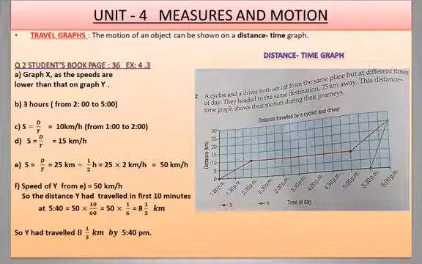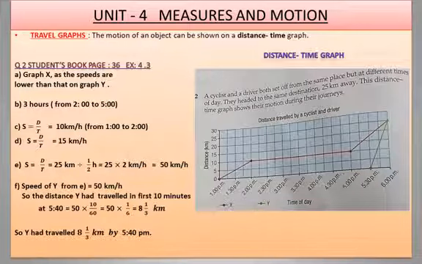Speed of y equal to 50 km per hour. So we have to find the distance traveled in the first 10 minutes, 5:30 to 5:40. So at 5:40, only 10 minutes are there. 10 minutes we can write out of 60 minutes, means out of 1 hour we can write it as 10 by 60. So the speed into 10 by 60 equal to 50 into 10 by 60.